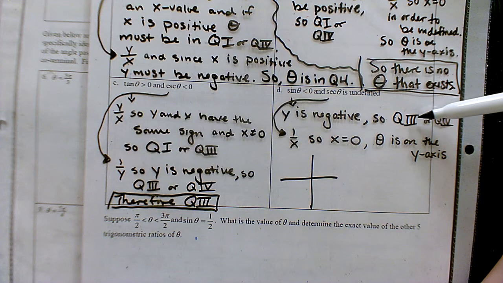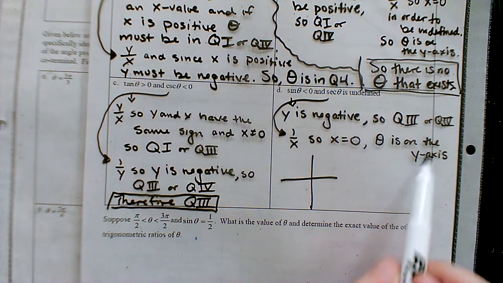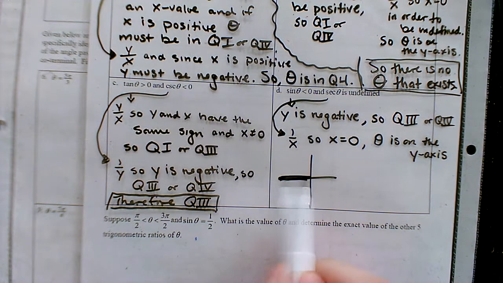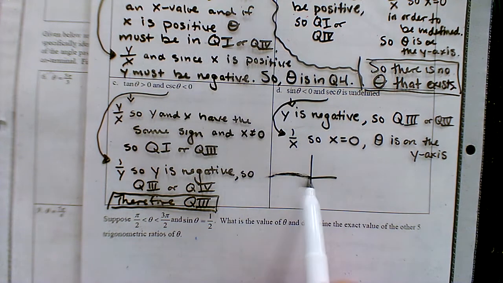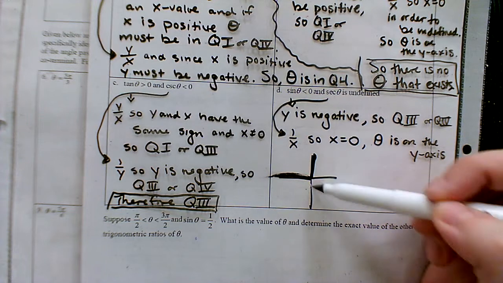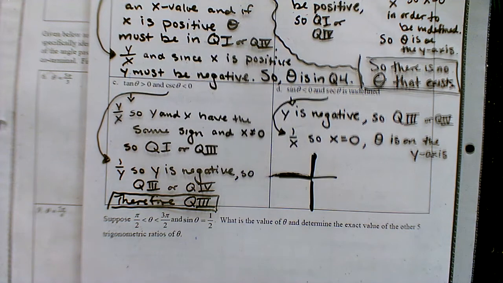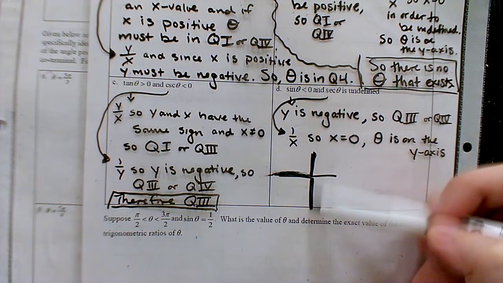Let's see. For the first one, we said we're either in quadrant 3 or quadrant 4. So we know we're somewhere down here or somewhere down here. And the second one said we are on the y-axis. So the question is, are we on the positive y-axis or the negative y-axis? If you have to be down here, where are we located? Yeah? The negative y-axis, somewhere down here, right?